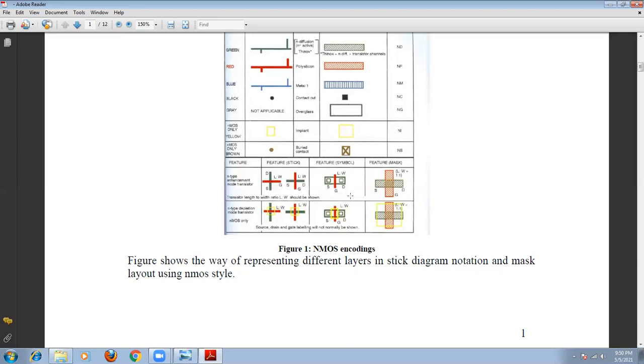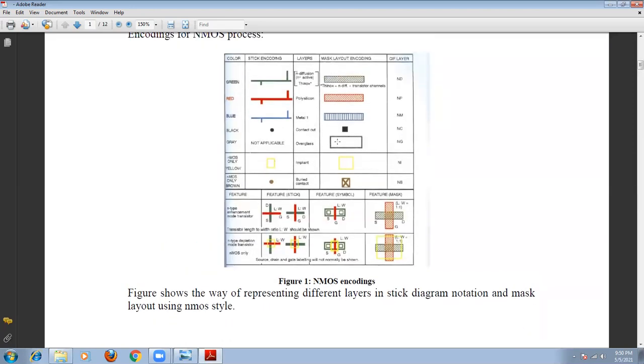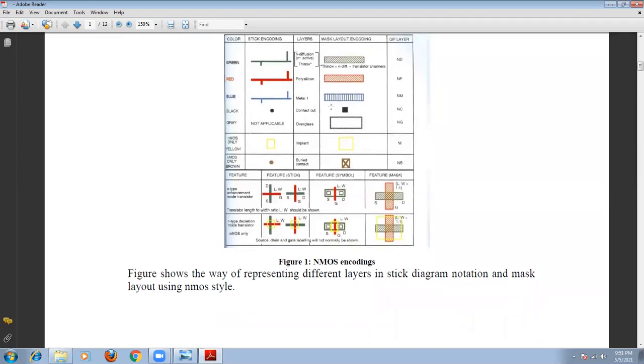And these are the symbolic layout layers. This is the symbolic layer, and this is the previous one, the mask layers. This is called the mask layout. So this is about the CMOS encoding. The remaining we'll see in the next class. Now I'm going to stop the screen. We'll see in the next class.